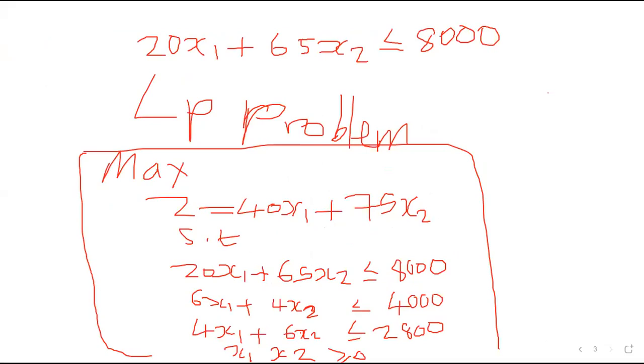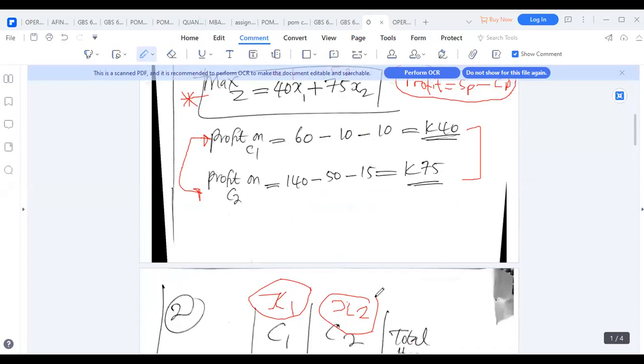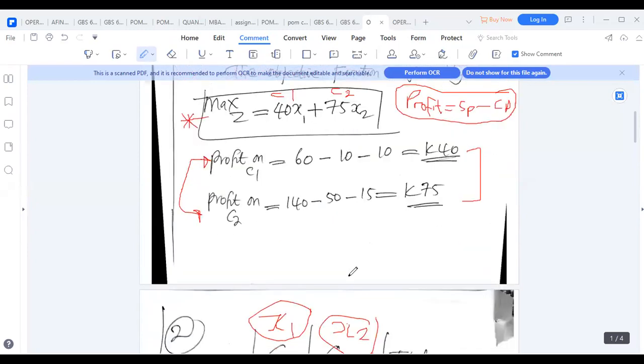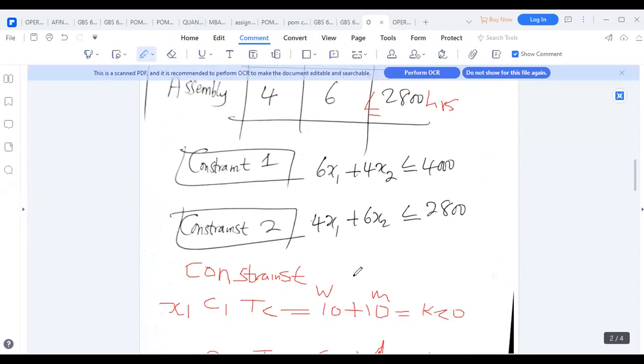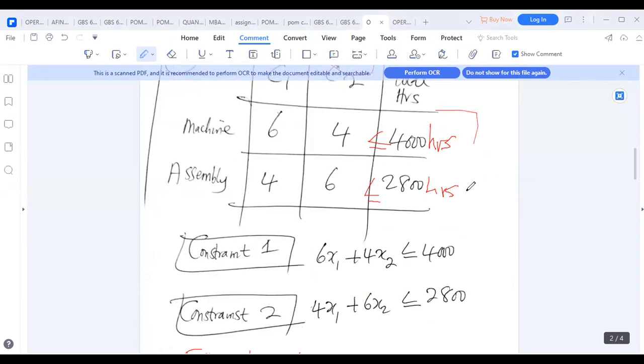Of course, the way we got the objective function, we subtracted to get it this way. So this objective function came from this one, where we are finding the profit on product C1 and profit on product C2. That is our objective function. And then this one came from the hours that we have for a machine. We had 4,000, and for assembly we have 2,800.